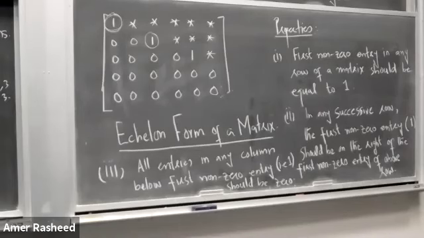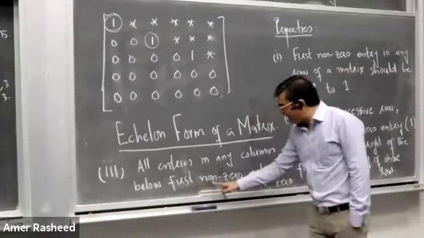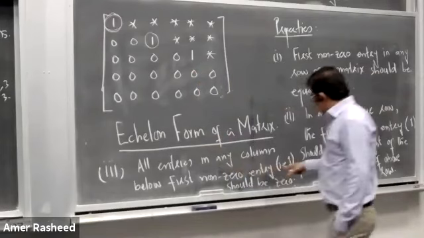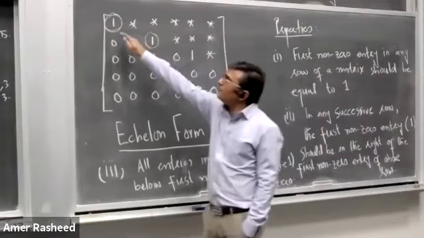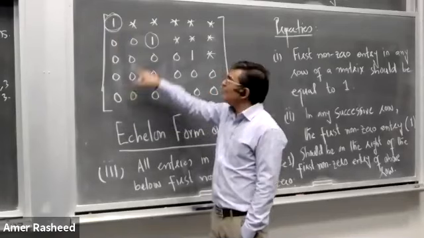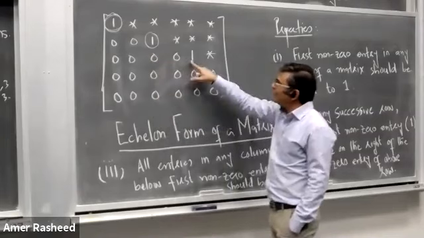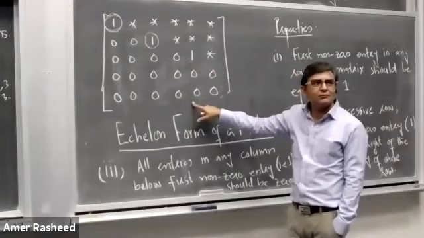Sir, in the third property, you have written all entries in any column below the first non-zero entry should be 0. So in the third column, the 1 is below the first non-zero entry. आप कोई भी देख लो. क्या होना चाहिए? यहाँ पे ये कॉलम है, 1 से नीचे सारे 0 हैं. यहाँ पे ये कॉलम है जिसमें 1 है, इसमें सारे नीचे 0 हैं, इसमें 1 है, इसमें सारे नीचे 0 हैं. तो क्या प्रॉब्लम है इसमें?